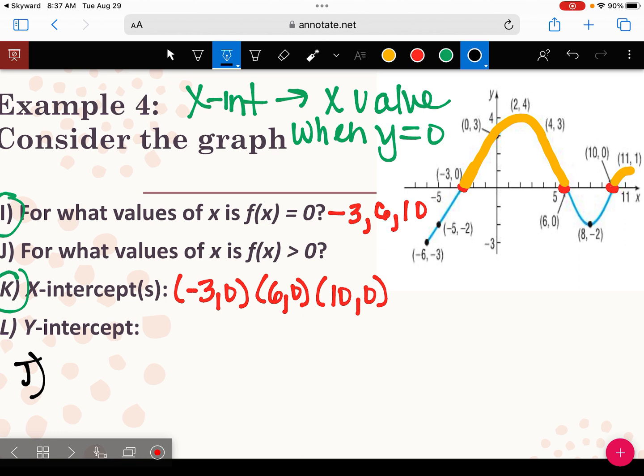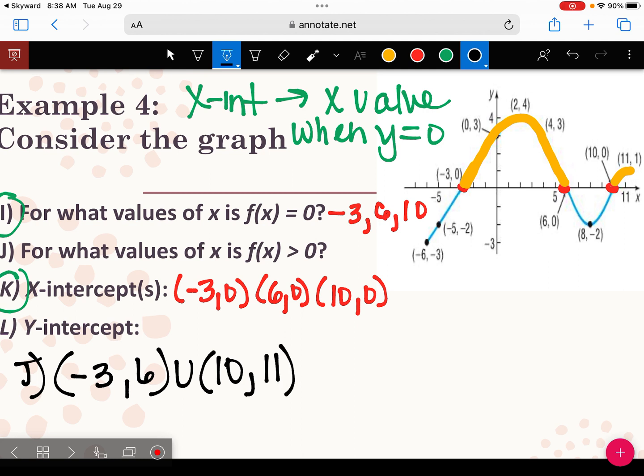So y is positive when x is between -3 and 6, and then it's positive again when x hits 10, and then the function ends at 11. I want you to notice that there are no brackets. The only time we're going to use a bracket is when we're talking about domain.